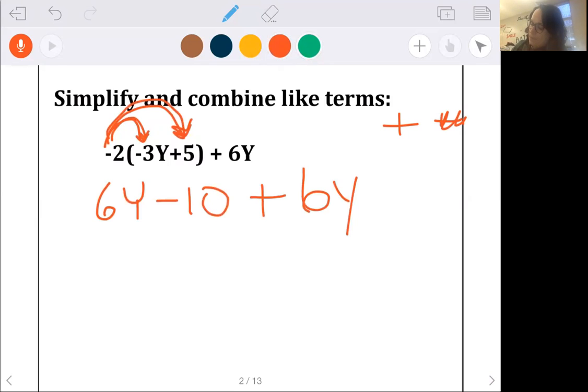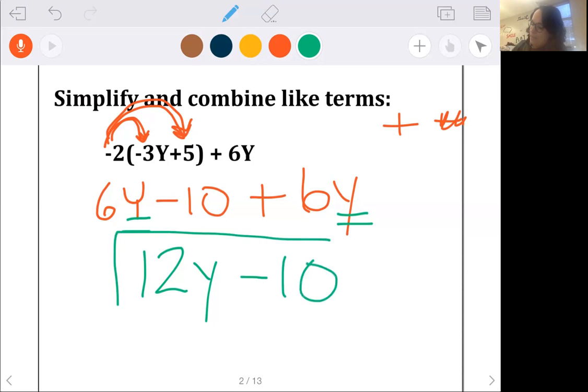The terms with the same variables to the same powers are like terms. So I have 6y's plus 6 more y's. I have 12 of them. I always say if you have 6 of them and 6 of them, you have 12 of them, because I don't want you making that a 12y squared. So 6 apples and 6 apples is 12 apples. So we have 12y minus 10. We have just simplified and combined like terms. So make sure those parentheses you distribute for those.